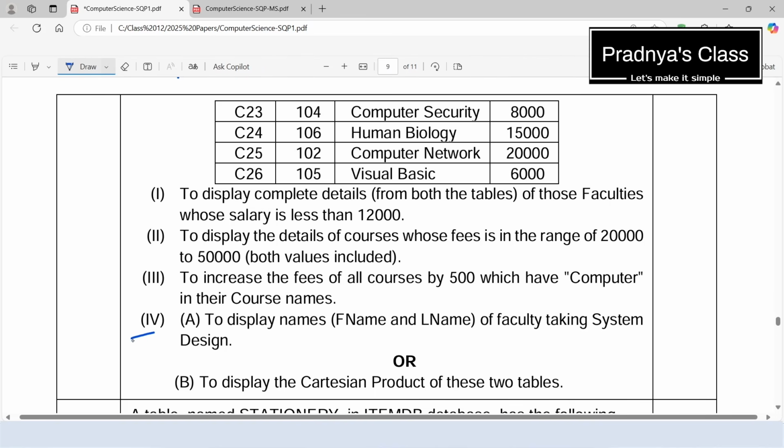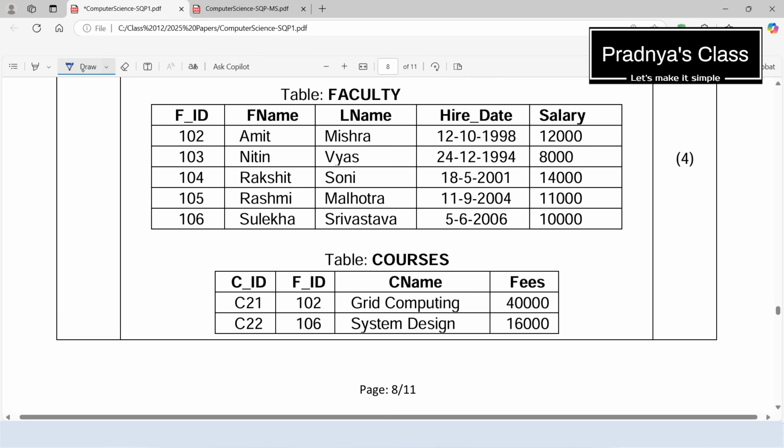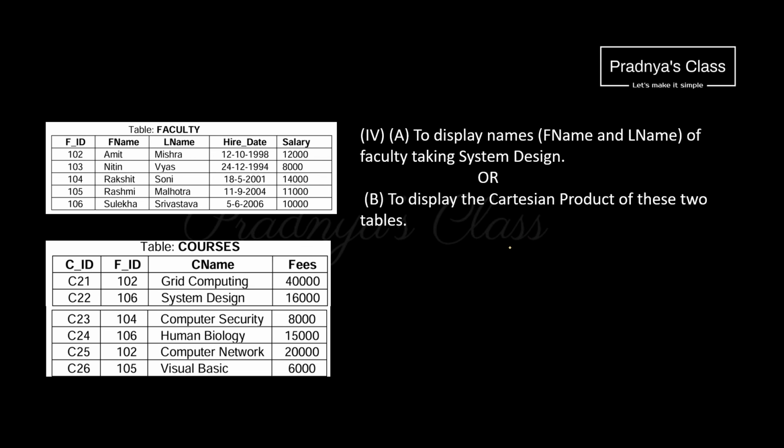Moving ahead to the fourth question, there are 2 parts A and B. Let's read the first one. To display names FNAME and LNAME of faculty taking system design. In this query, we need to consider both the tables because FNAME and LNAME we will be getting from the faculty table, whereas course name we will be getting from the courses table. So let's work out on this query.